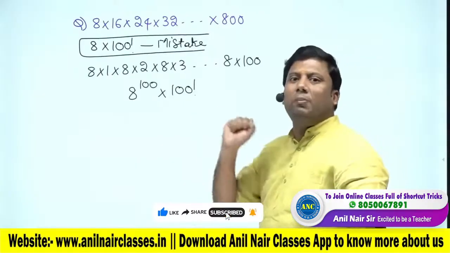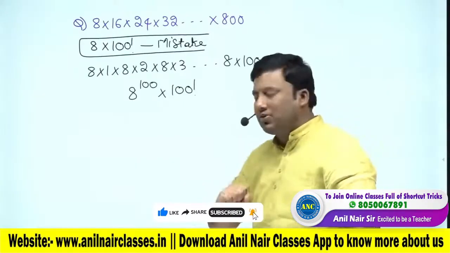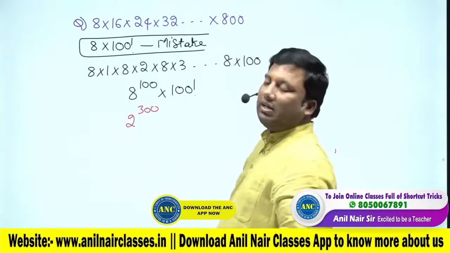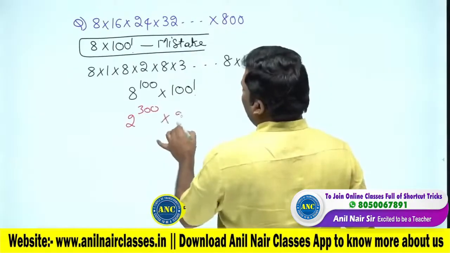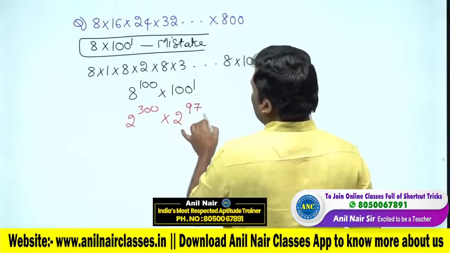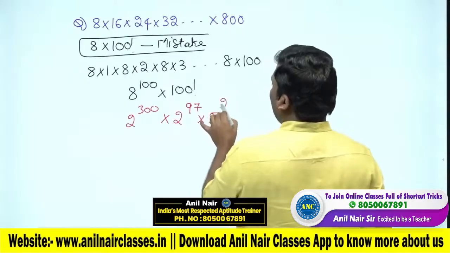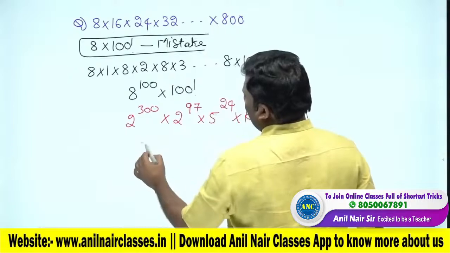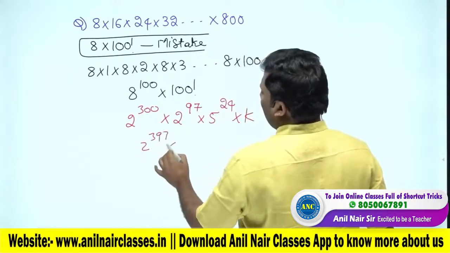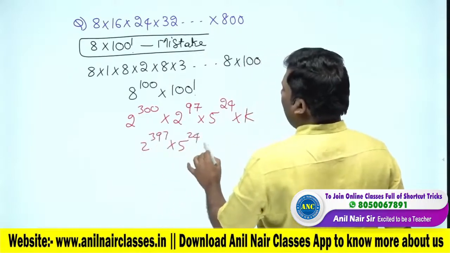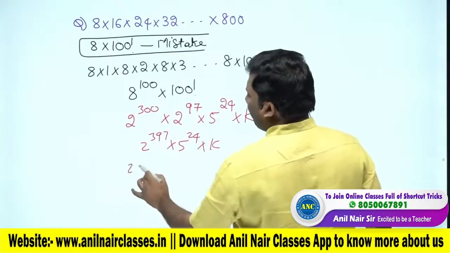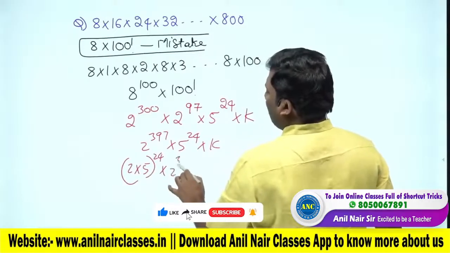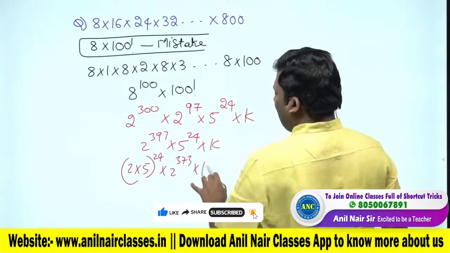Already we have done a good number of problems related to 100 factorial. It is 2 power 300. Why? Because 8 is 2 power 3. In 100 factorial, the highest power of 2 is 97. The highest power of 5 is 24. Already we did. So we require 2 power 397 into 5 power 24 into k. So 2 into 5 power 24 into 2 power 373 into k.